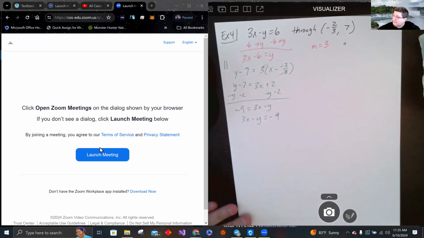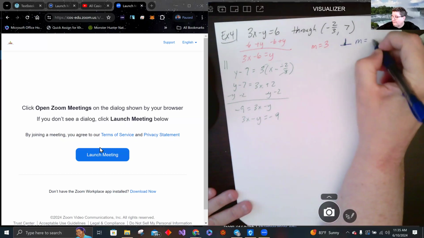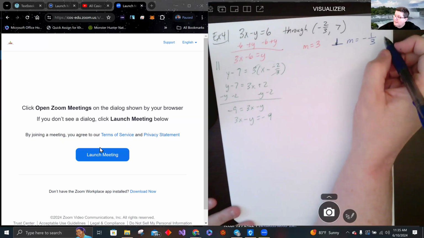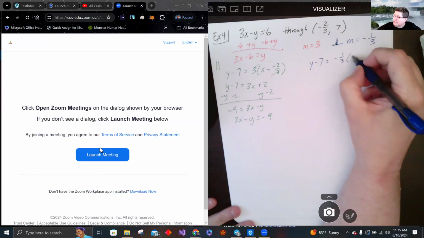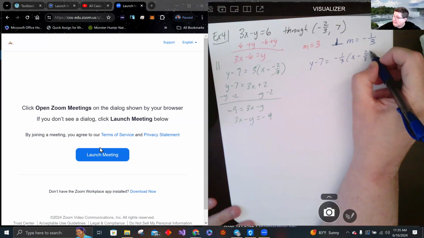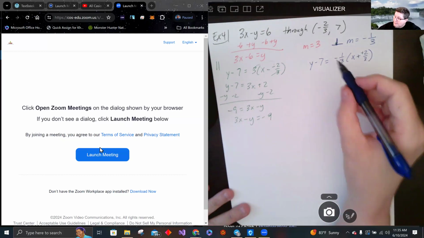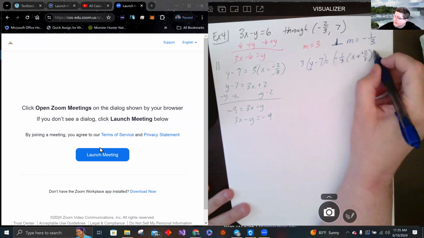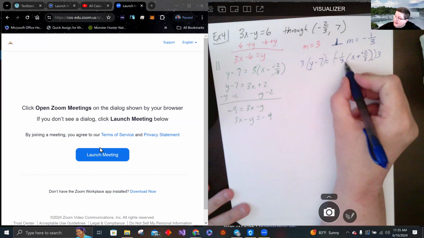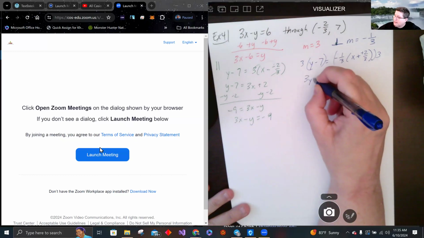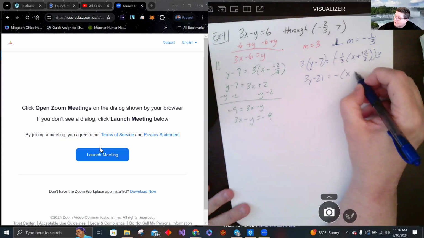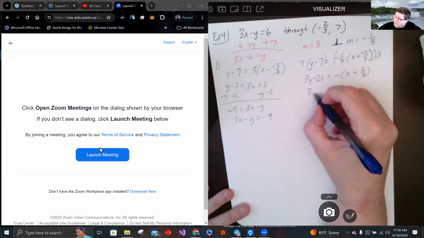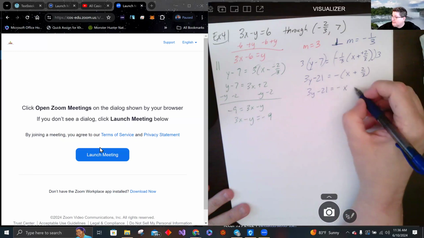For the perpendicular line, we flip the slope and make the opposite sign. So y minus 7 equals -1/3 times x minus negative 2/3. So plus, I will clear fractions by multiplying both sides by 3, at least the outer fraction. I get 3y minus 21 equals, I now have negative times x plus 2/3. So 3y minus 21 equals negative x minus 2/3.